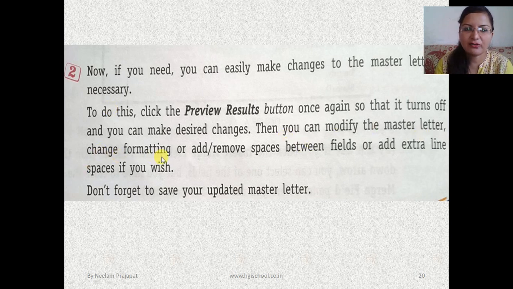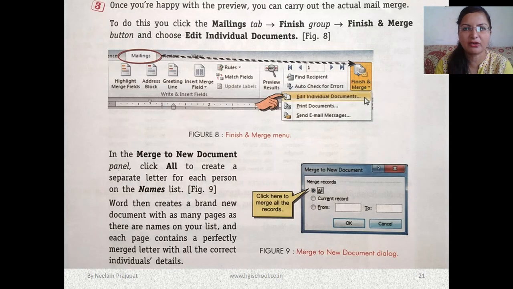You can change the document, you can format it, you can add or remove space wherever required between the fields, or you can add extra line spaces if you wish. Anything you want, like making changes in the master letter, changing the design, adding or removing space between the fields, or adding extra lines of space. But don't forget to save your updated master letter. Whenever you make any changes on the computer, save it, in any document.